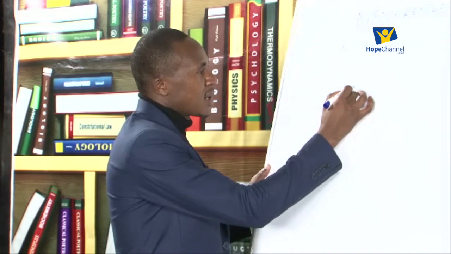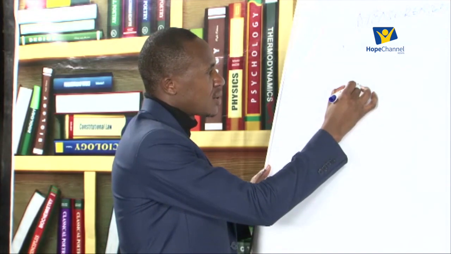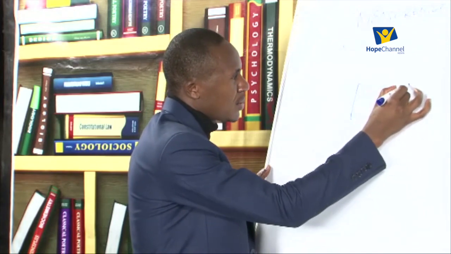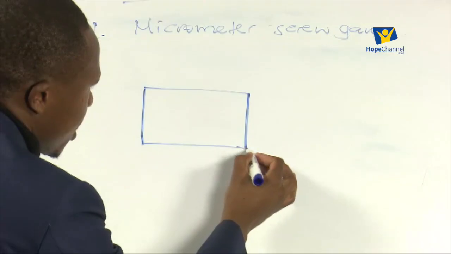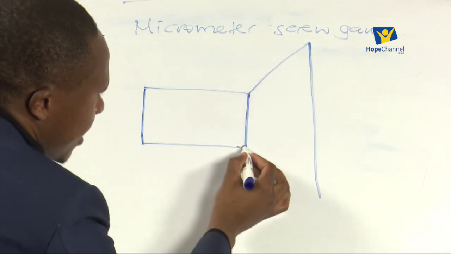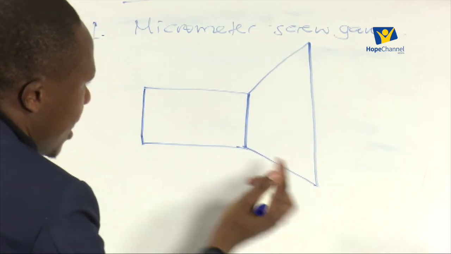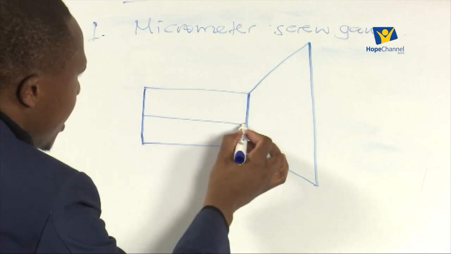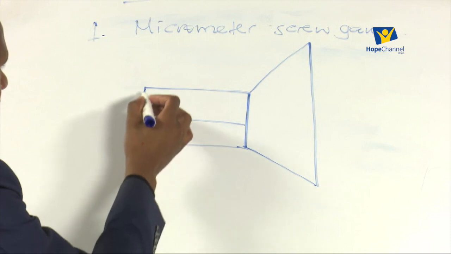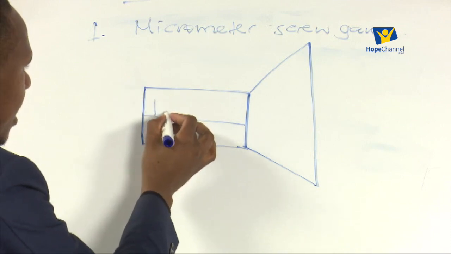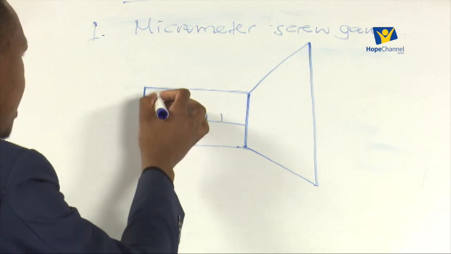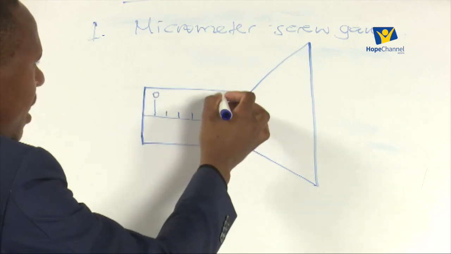And let me draw a diagram here to help us know what we do when we are given a micrometer screw gauge. So a micrometer screw gauge will look like what I have drawn up here. There are two scales involved. We have a scale which is just like a meter rule. This scale here is straight, just like on a meter rule, and it's calibrated from a 0 in millimeters.